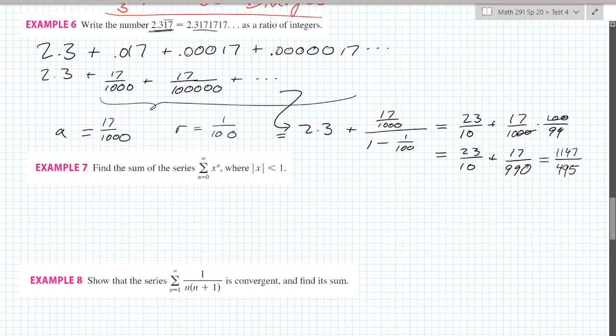Next problem. Find the sum of the series where the absolute value of x is smaller than 1. So you're looking at this and you're thinking, oh, it kind of looks like a geometric series, but some things you should notice. First thing you should notice is here n starts at 0, and we've got a note with series.